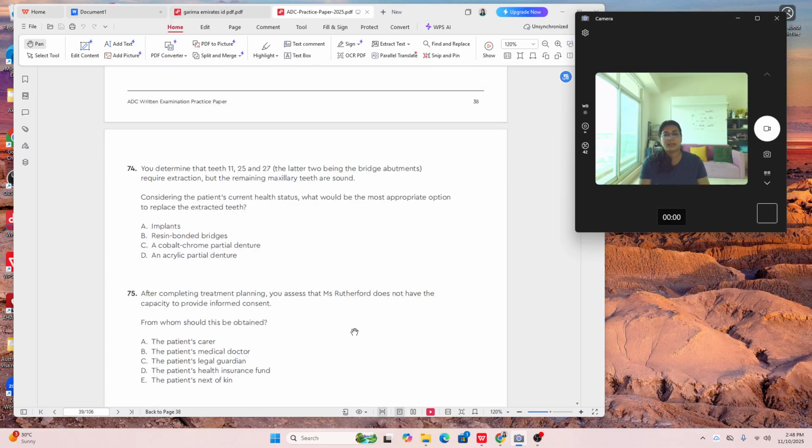Now you determine that teeth 11, 25, 27, the latter two being the bridge abutments, require extraction, but the remaining maxillary teeth are sound. This question again, a lot of people had doubts. So let's clarify once and for all. Considering the patient's current health status, what would be the most appropriate option to replace the extracted teeth? Considering the patient's current health status, most appropriate option, not the ideal option, most appropriate.